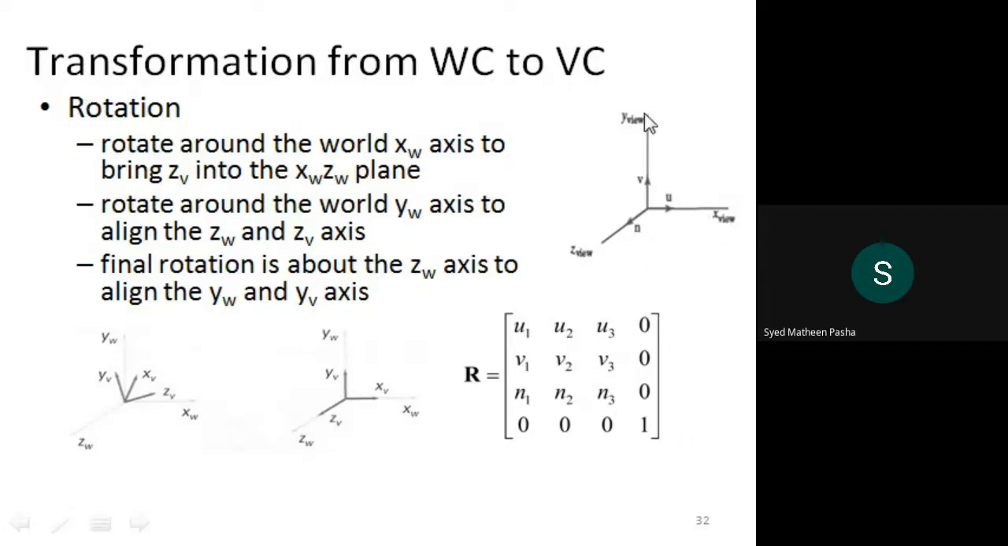If you are using y, it should be linked with z or x. If you are using z, it should be linked with x or y. So this is how rotation happens with respect to conversion of world coordinates to viewing coordinates.